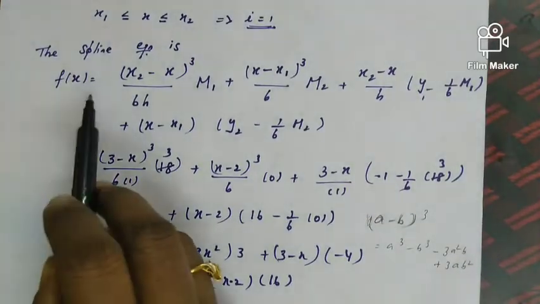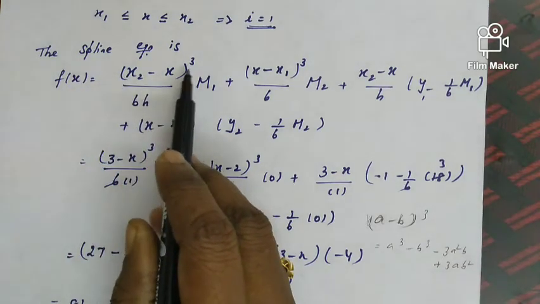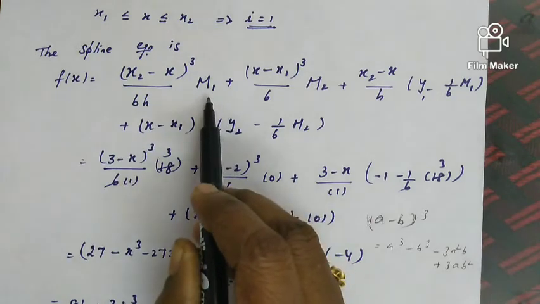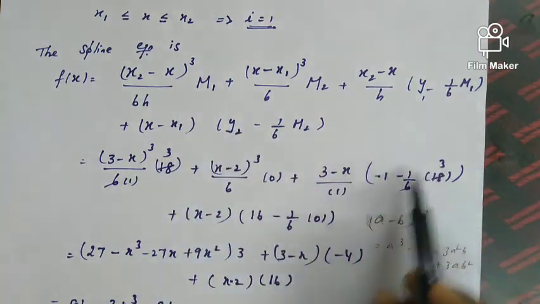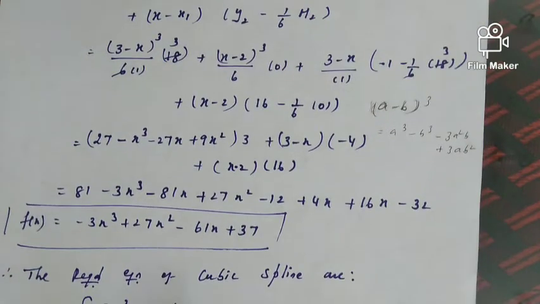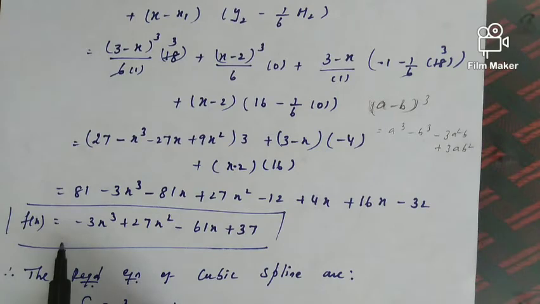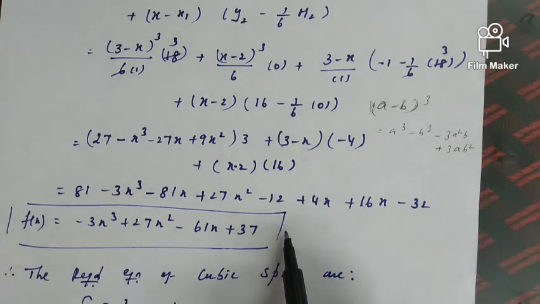When you are substituting i is equal to 1 in equation 1, we can get the equation as f of x is equal to (x2 minus x) power 3 by 6h into m1, and here m2 and m1, and here also m2. Substituting all the values, here also we are applying the same formula, (a minus b) the whole cube. Applying that, simplifying all the terms, arranging the terms, we are getting f of x as minus 3x cube plus 27x square minus 61x plus 37. So this is the second spline equation for the given data.